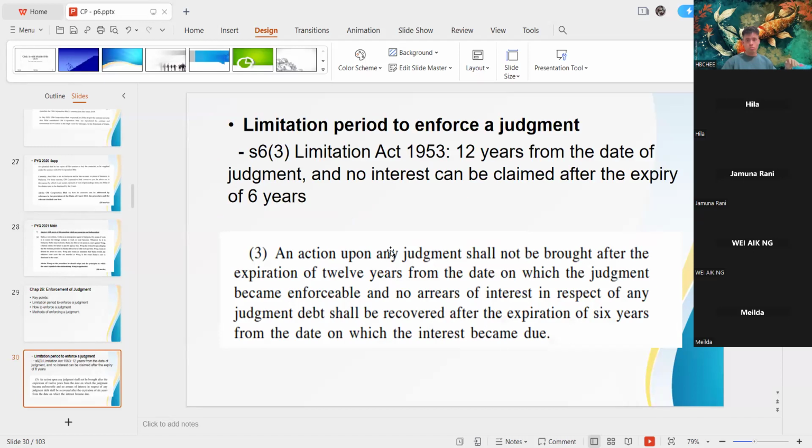Okay, so from this point, we can see that also no interest can be claimed after the expiration of 6 years. So when you got a judgment already, the first thing you have to do is find a way how to enforce it. The methods of enforcing the judgment I will go through later on. But the first thing is you must make sure that you enforce it within the 6 years' time. Otherwise, you cannot claim for the interest.